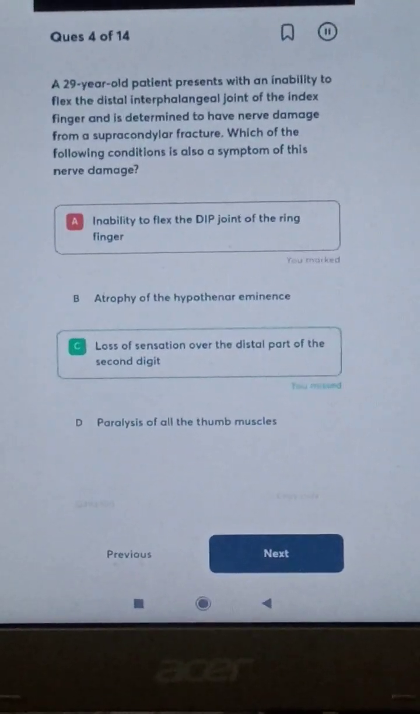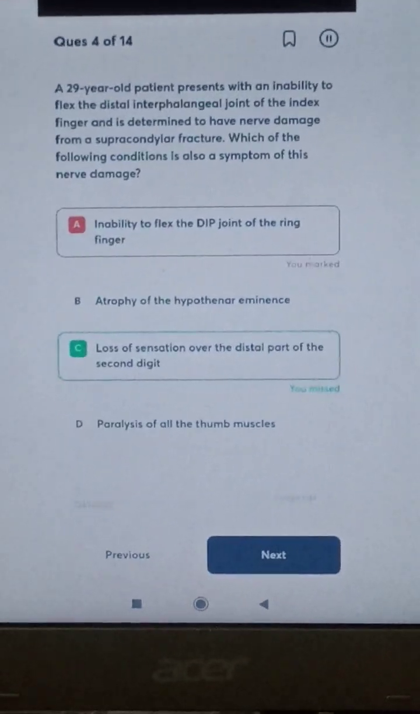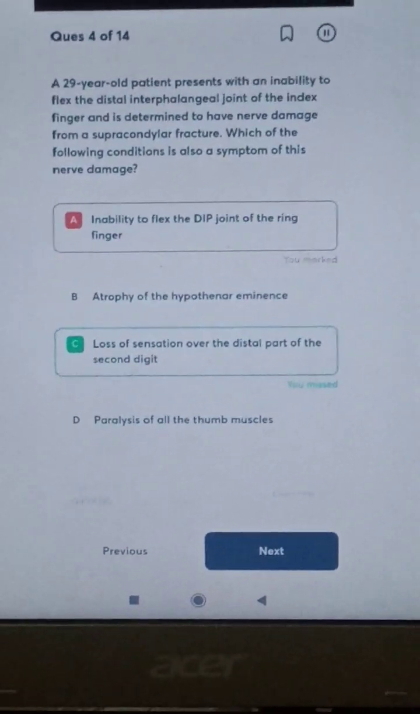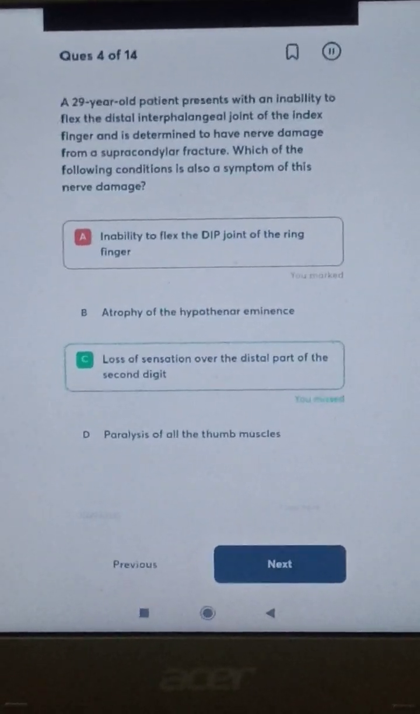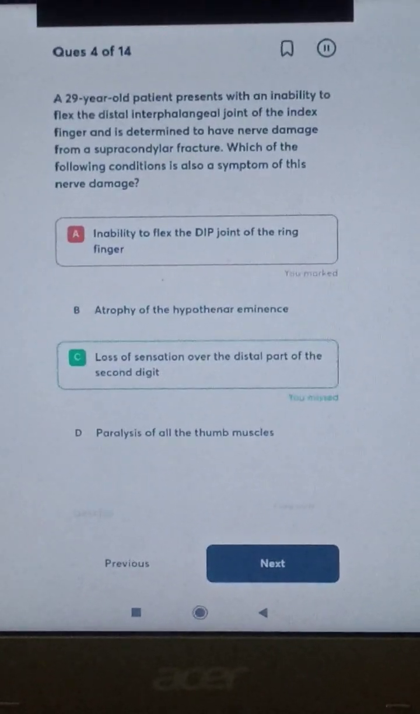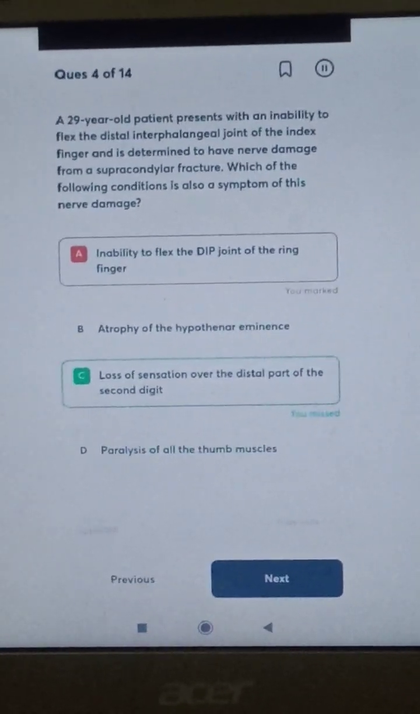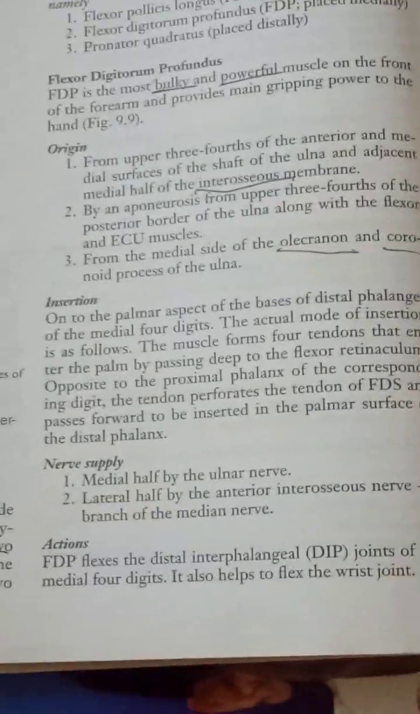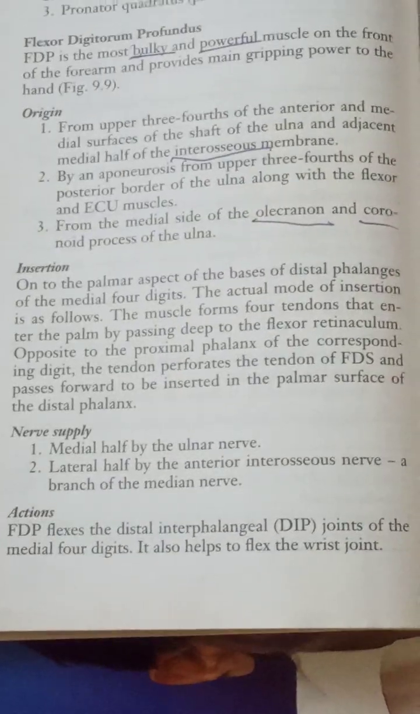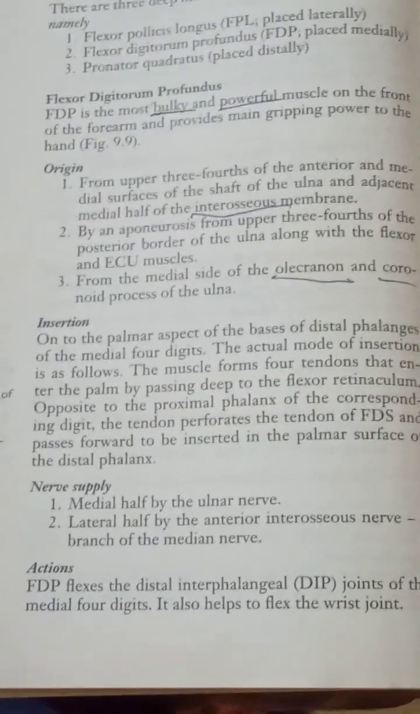A 29-year-old patient presents with an inability to flex the distal interphalangeal joint of the index finger and is determined to have nerve damage from a supracondylar fracture. Which of the following conditions is also a symptom of this nerve damage? Flexor digitorum profundus flexes the distal interphalangeal joints of the medial 4 digits.